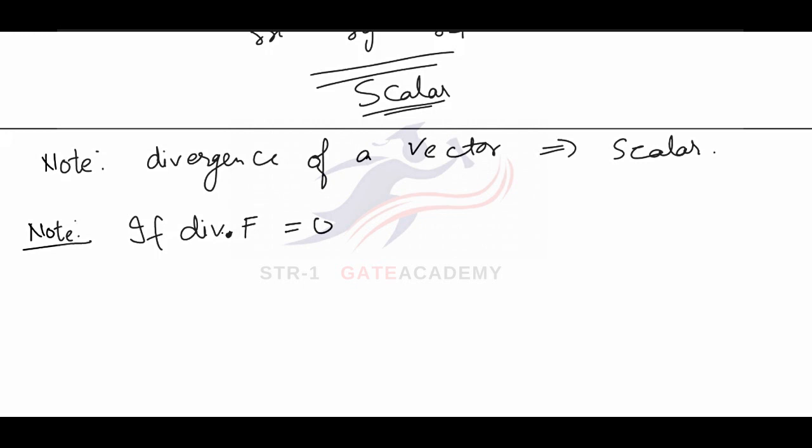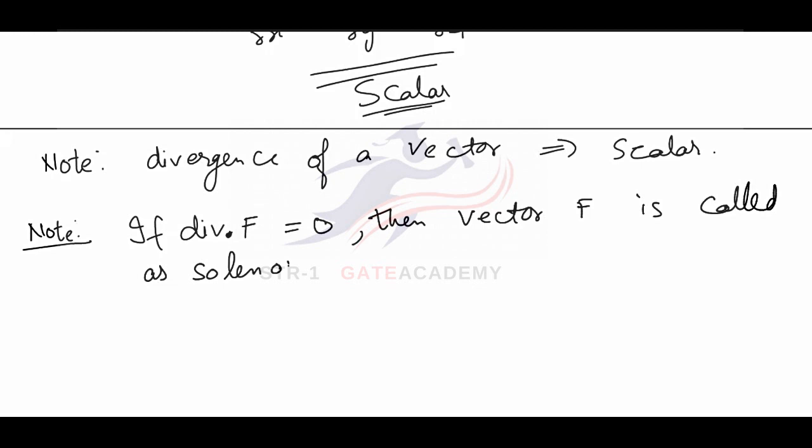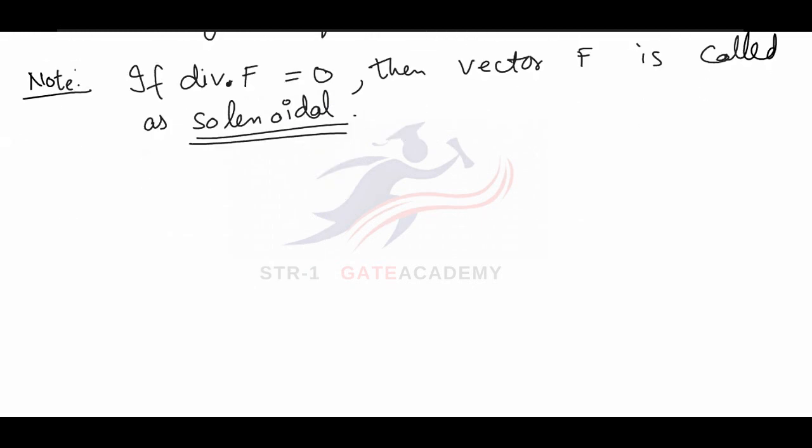Dot product means i with i, j with j, k with k. Then only you get the dot product. And if it is 0, then i into i, j into j, k into k, all are 0. That means this is a condition. Then the vector f is called solenoidal. It is twisted, purely twisted. Many times questions have been asked on this, right? Divergence of f is 0. f is a solenoidal vector. Clear?